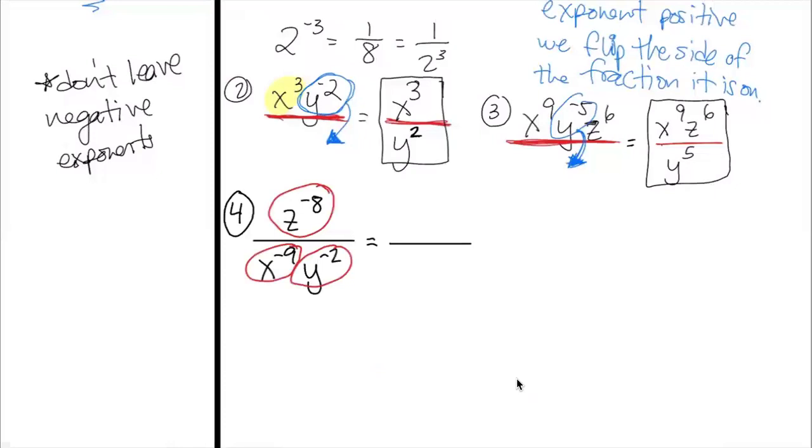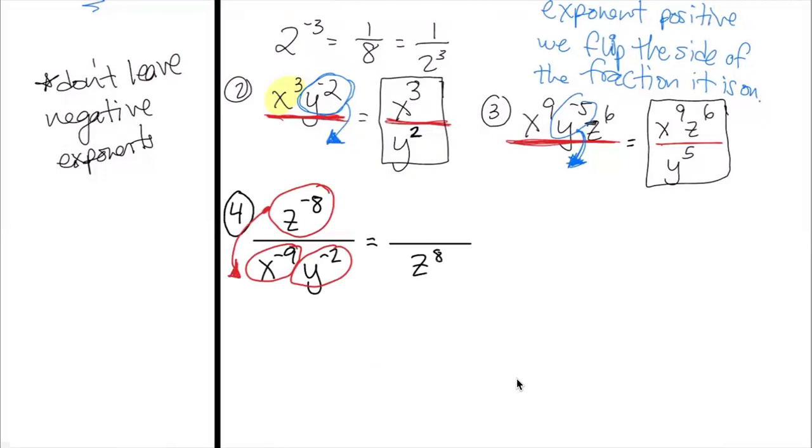So here's what we're going to do. Let's do this one at a time. Take that z to the negative 8 on top, and it's going to move to the bottom because it's negative. When I write it on the bottom, it now becomes positive 8.